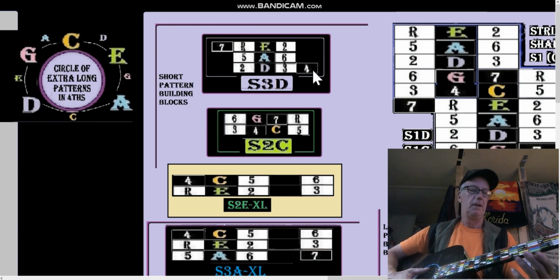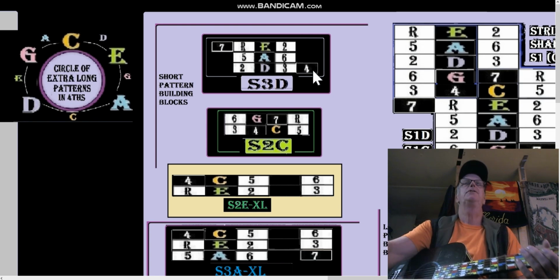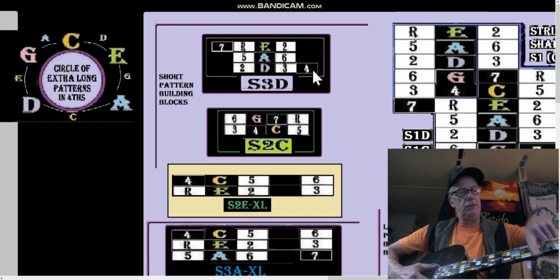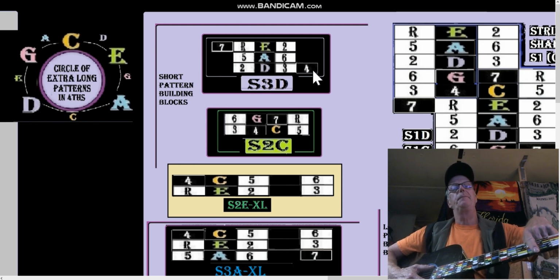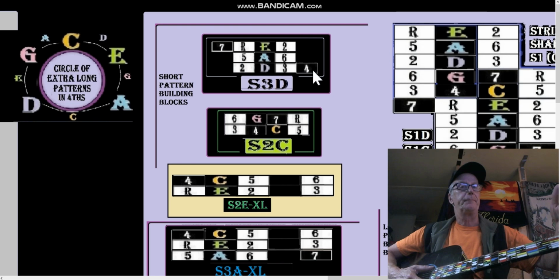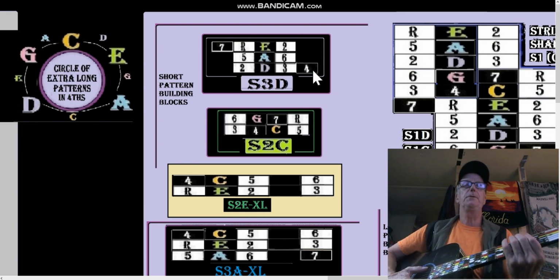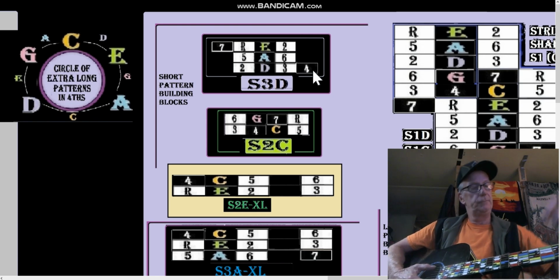Okay, so then we have our S2C, which starts on C. This would be your fret nut. I've down tuned my guitar. I have a baritone guitar, so it's a down C tuned guitar. So this would be your fret nut, the low E.